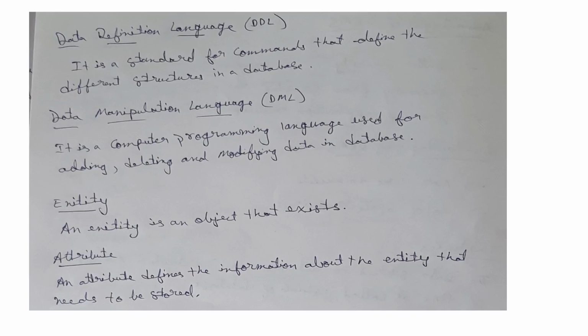Coming to the DDL and DML and entity and attribute. So what is DDL? It stands for data definition language. It is a standard for commands that define the different structures in a database. Whereas DML, data manipulation language, is a computer programming language used for adding, deleting, and modifying data in a database. Coming to the entity, what is an entity? An entity is an object that exists. What is an attribute? An attribute defines the information about the entity that needs to be stored. This is about the definitions of databases, different definitions like DDL and DML and entity and attribute.